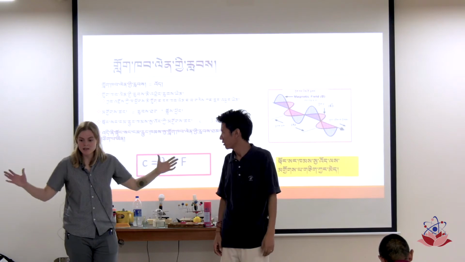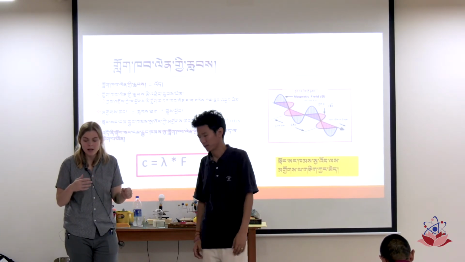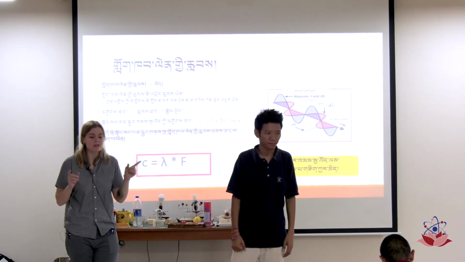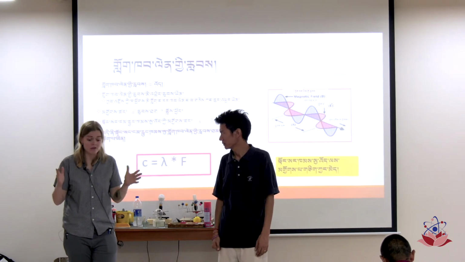So it sets a speed limit on how fast we can go and how fast we can send signals. And it also has very interesting consequences if we assume that we cannot travel faster than that speed.